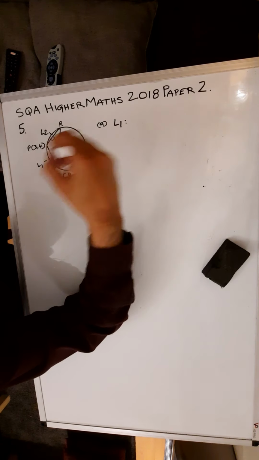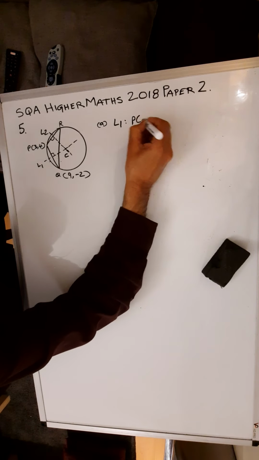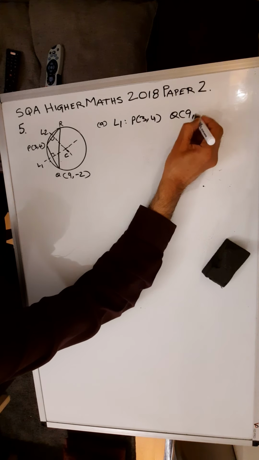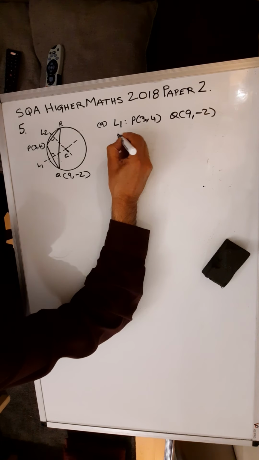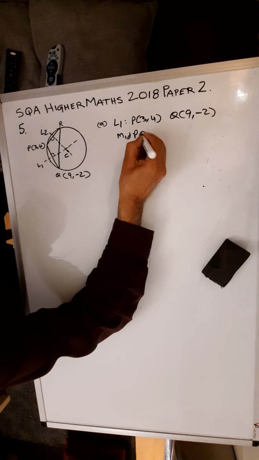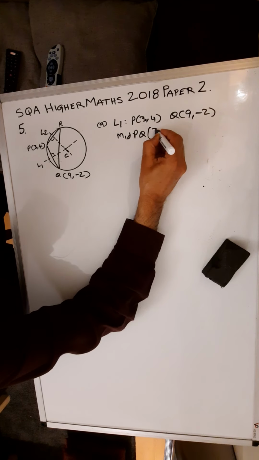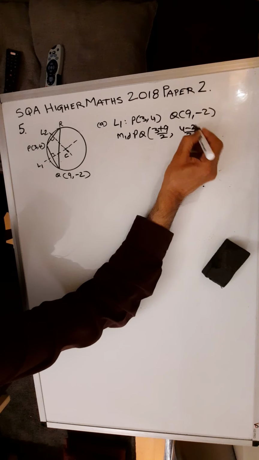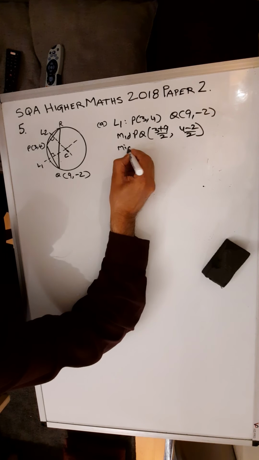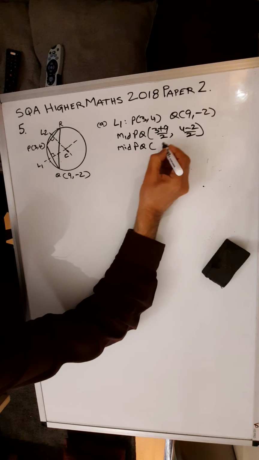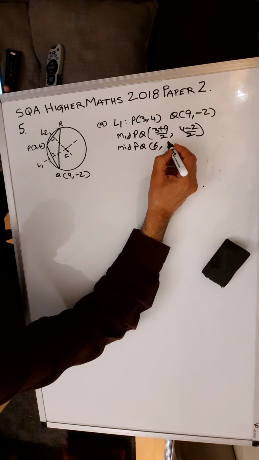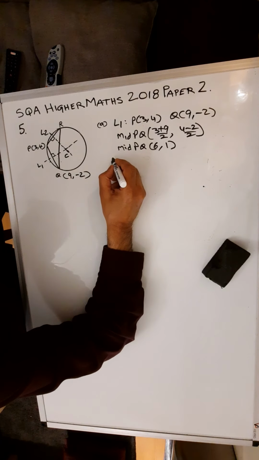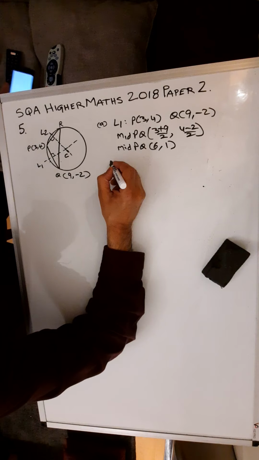So we have L1. P is the point (3, 4), Q is (9, -2), we need the midpoint of PQ. So that would be (3 plus 9)/2, (4 minus 2)/2. That's 12 over 2, which is 6. 4 minus 2 is 2, 2 over 2 is 1. And you need to find the gradient of PQ.